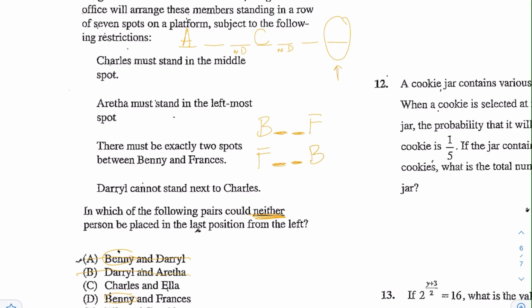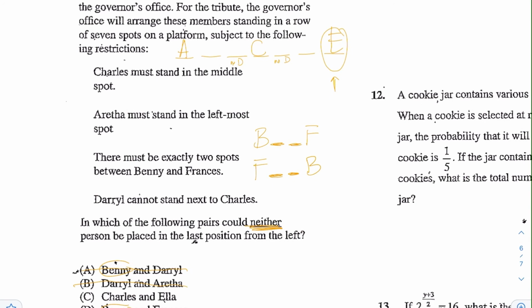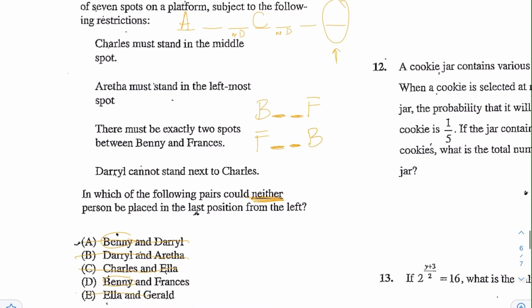Now for choice C, C and E. So C is in the middle spot, so we know C can't be there. But we don't know anything about E, so E could be in the last spot. So we have to eliminate choice C and also choice E, because it has E in it.